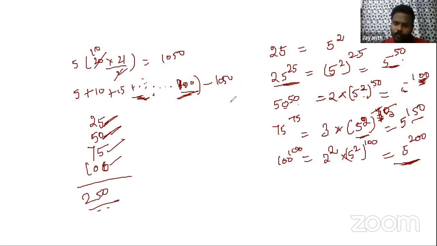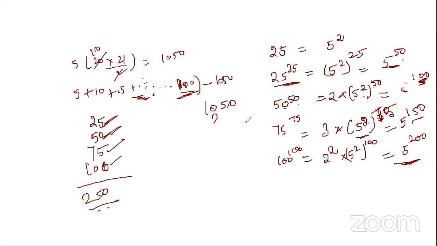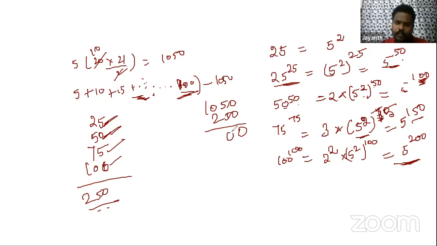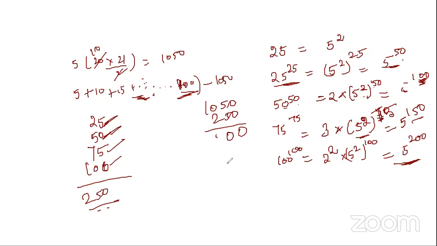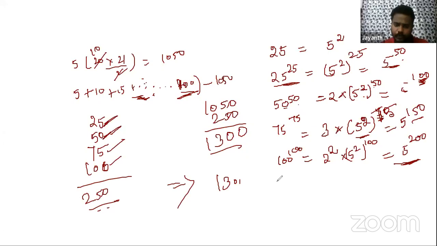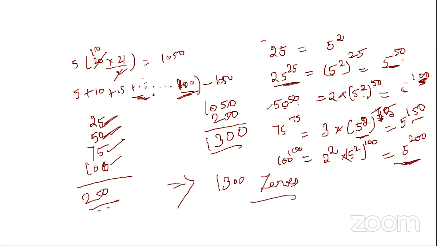Already you have 1050. You add this 250 extra now, which is 1300 fives in total. So it means you form 1300 zeros. Is that clear? Yes, sir.